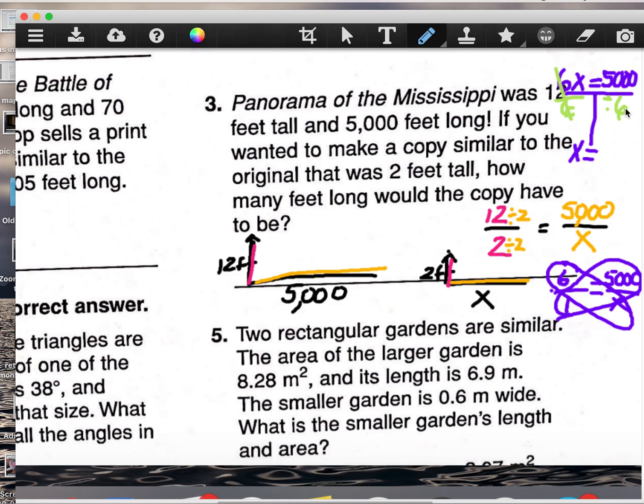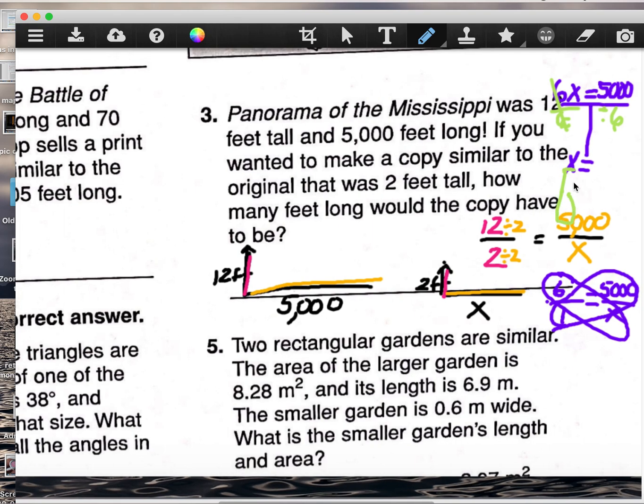Here again, if you want to use your calculator for this one, you can, because I really want you to know the setup more than the actual division. If I divide 6 into 5,000, if you look on your calculator, you're going to end up with something like this. Whoops.